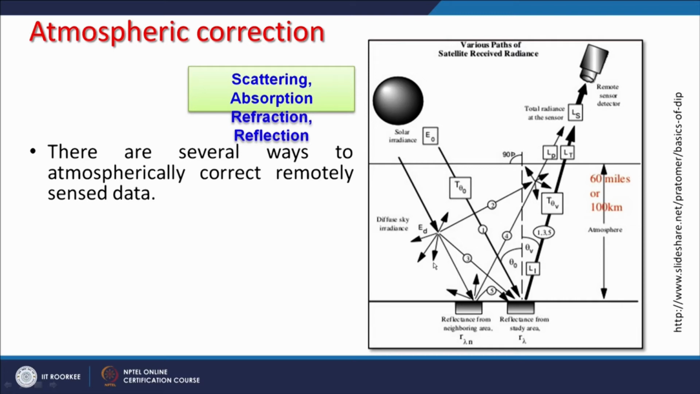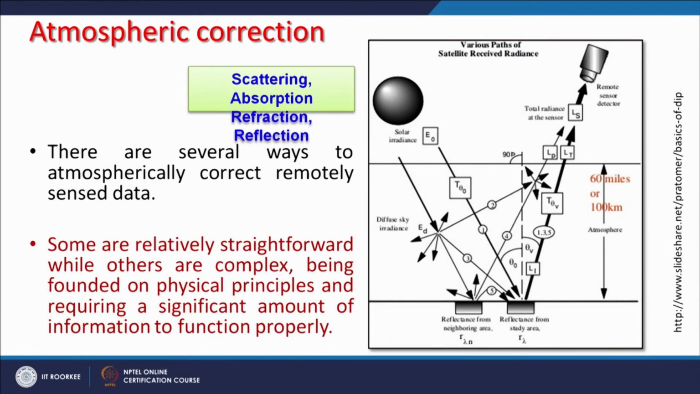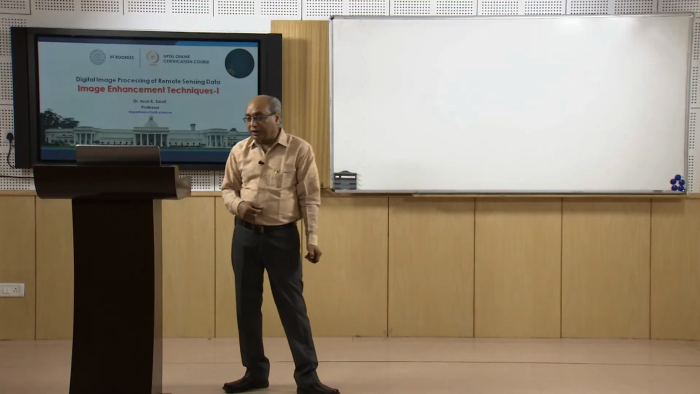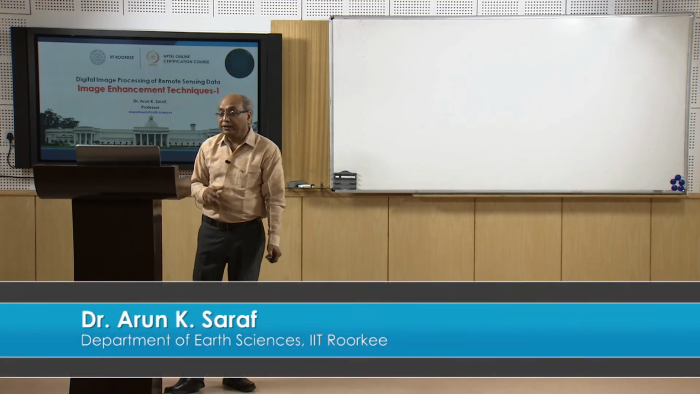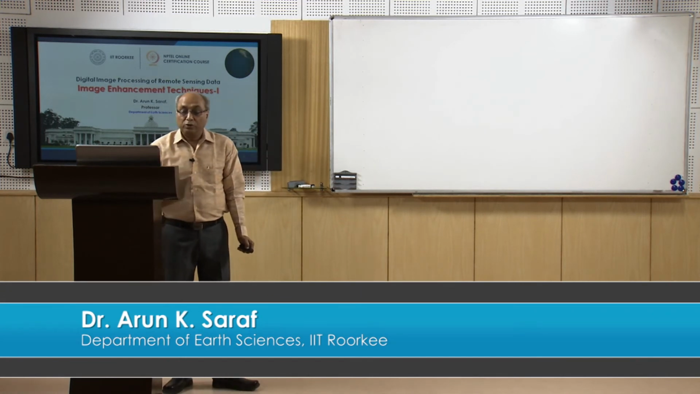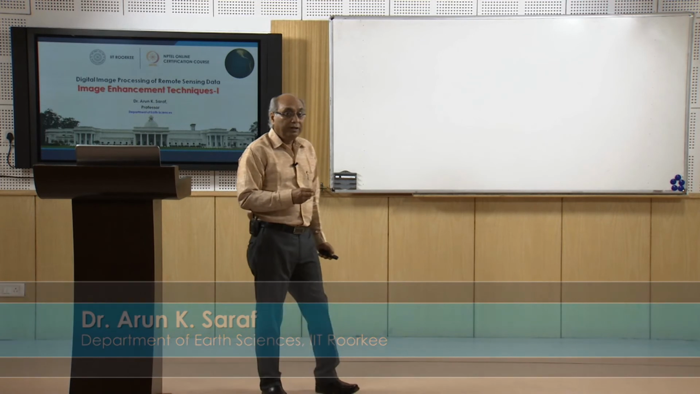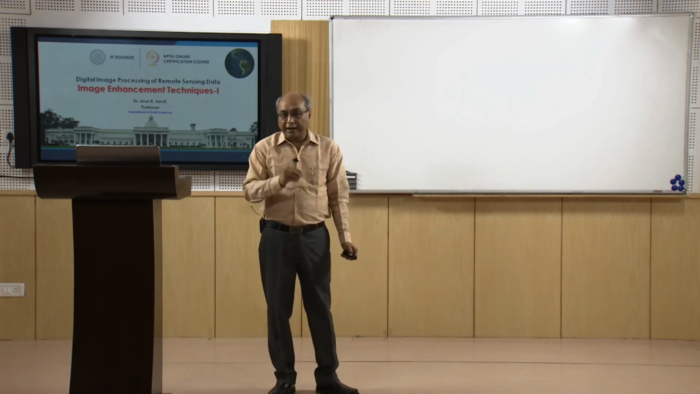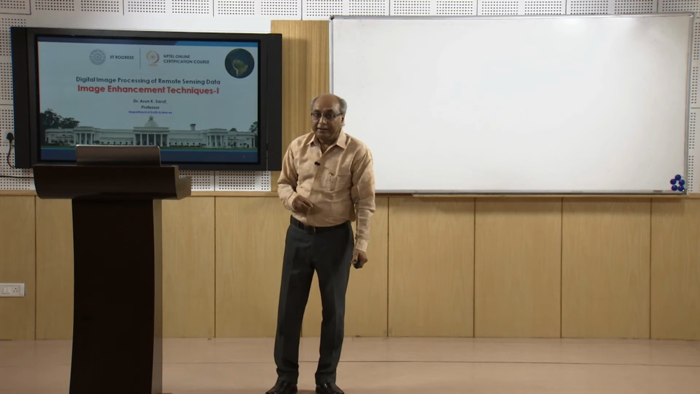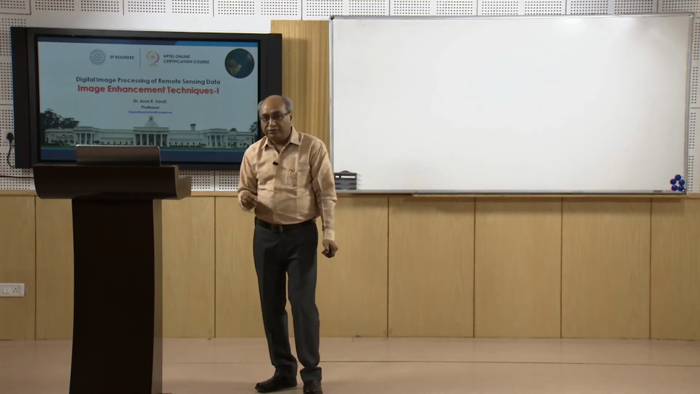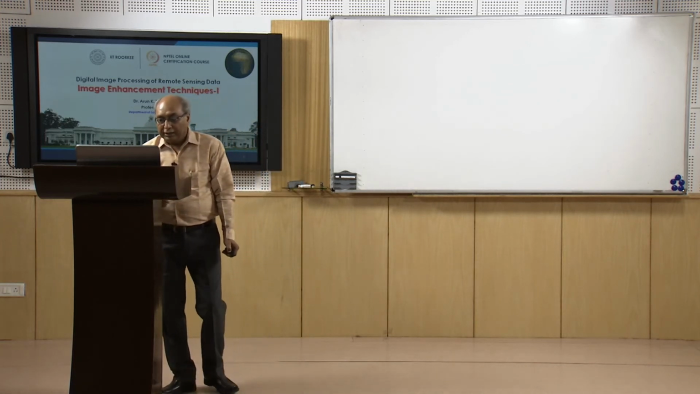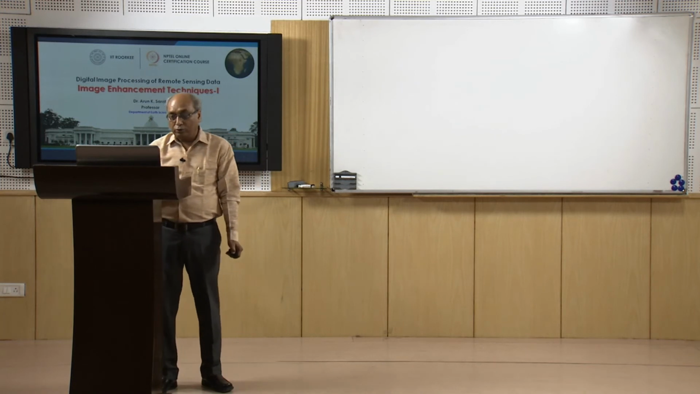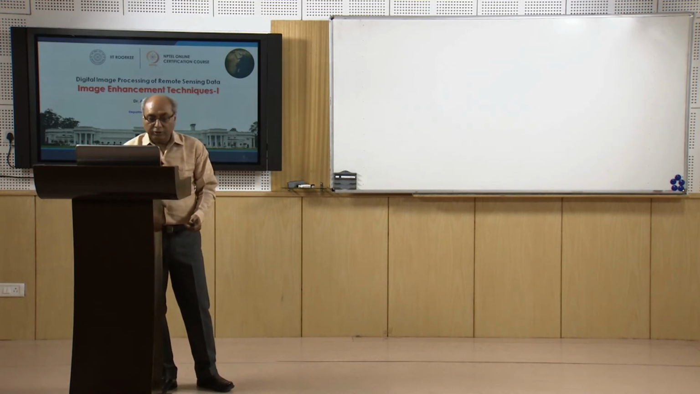There are several ways to atmospherically correct remote sensing data. Some are relatively straightforward, as I told earlier, and we put them as a brute force kind of thing. Some are very complex, being founded on physical principles and requiring a significant amount of information to function properly. That information is the weather data at the time when the data was acquired by the satellite. The corresponding weather data is very much required in order to achieve a very good atmospheric correction. So, depending on your requirement, one would collect the data and do that kind of correction.